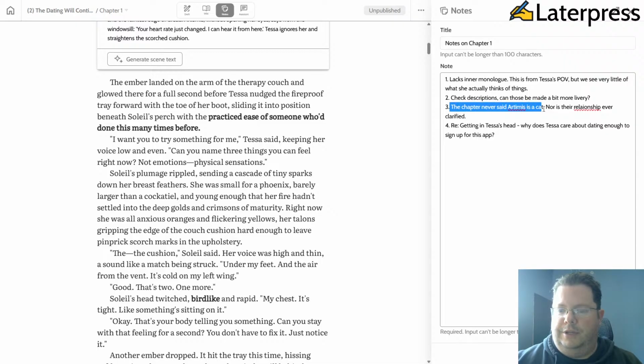But note number 3, the chapter never specified that Artemis is a cat, nor is their relationship clarified. And in chapter 1, I think that needs to be explained to readers.